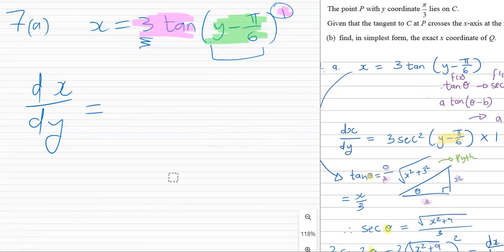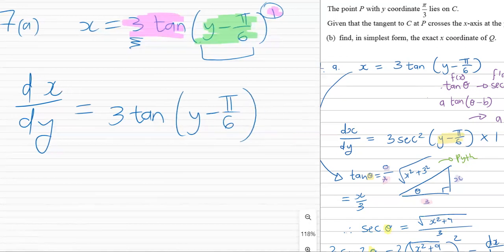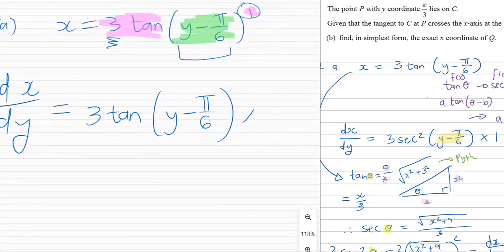So restart that. If this was 3 tan theta, it would just be 3 sec squared theta. But since we're doing the chain rule, it will be 3 tan, everything exactly the same, and we multiply by the first derivative of the purple, the green, the first derivative of the green function. And that would just be 1. Obviously in this case you end up with the same thing, but I just want to show where this 1 comes from in my working.